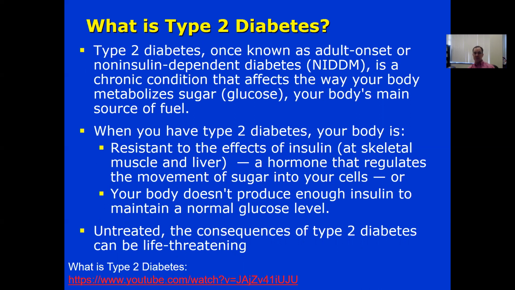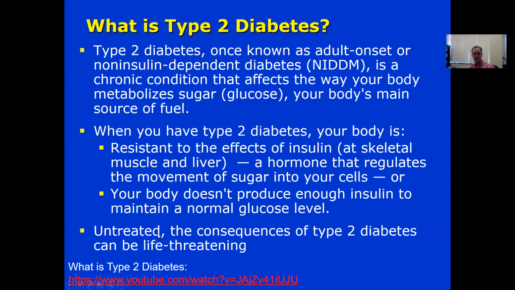And when the person has type 2 diabetes, they're resistant to the effects of insulin at the skeletal muscle and liver, and the hormone that regulates the movement of sugar into the cell, insulin, is either not produced enough, or the effects at the tissue are diminished. If left untreated, the consequences of type 2 diabetes can be life-threatening, as we'll see in this video and as we've talked about before with the development of the opathies: neuropathy, retinopathy, nephropathy.